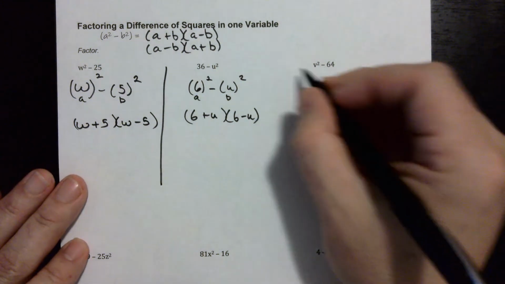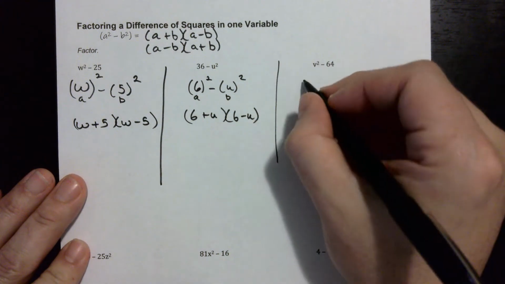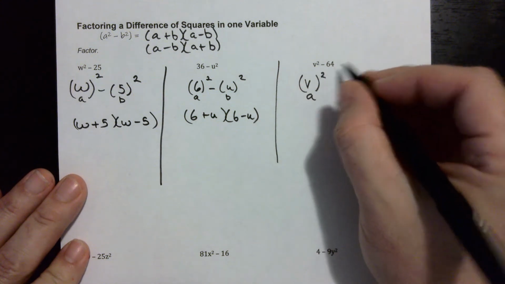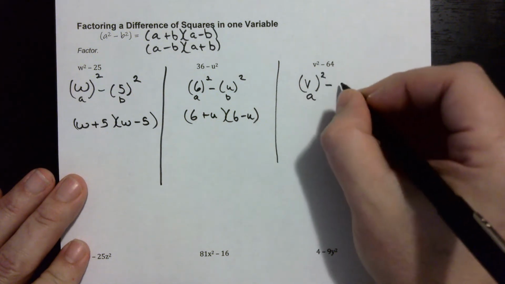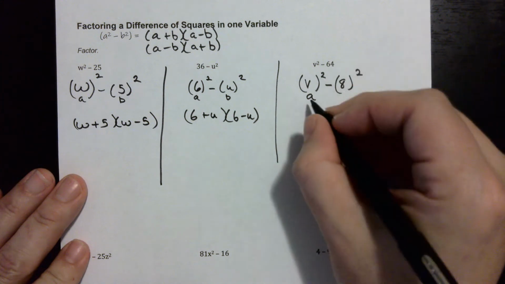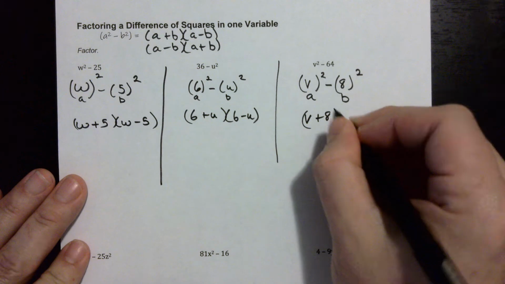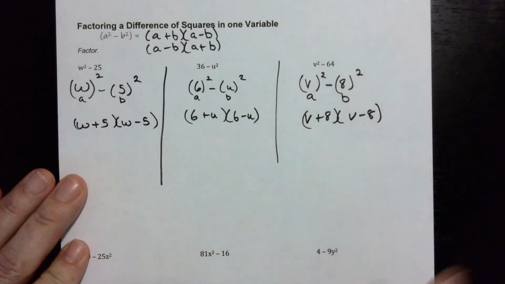Okay, next one, we got v squared minus 64. So here's the v squared, that's my a. What number squared gives us 64? That would be 8. 8 squared, so that's our b. A plus b, a minus b: v plus 8, v minus 8.